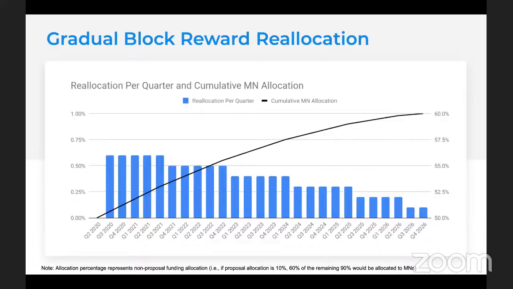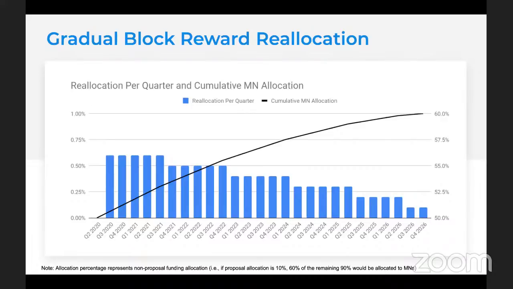I want to point out that the allocation percentages presented are associated with the non-proposal funding portion of the block reward. Right now, we have a 10% proposal allocation. And so when we say in the end state that 60% will be masternodes and 40% going to miners, it's 60% of the non-proposal 90%.